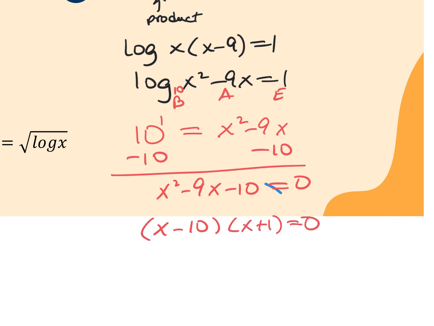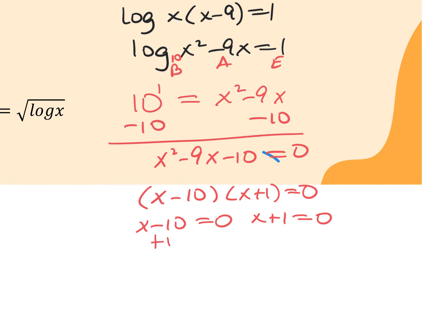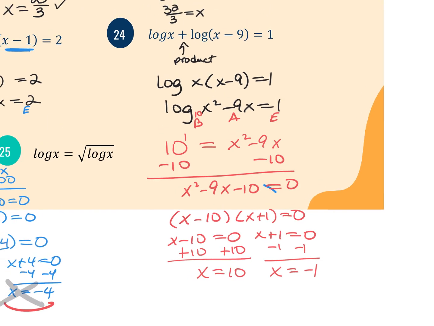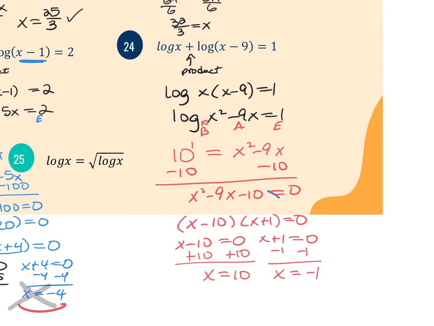Set each of the factors equal to 0. Add 10. X equals 10. Subtract 1. X equals negative 1. I need to check. Now, when I plug in the 10, it works on both. As soon as I try to plug in this negative 1 right here, the log of negative 1 I can't do. So this answer is out of there. And my only good answer is x equals 10.